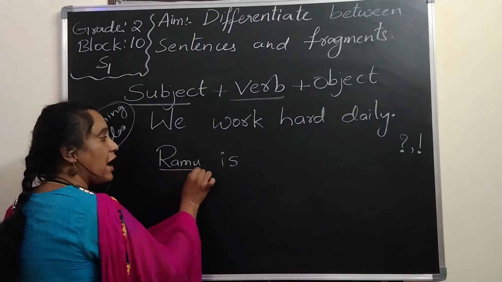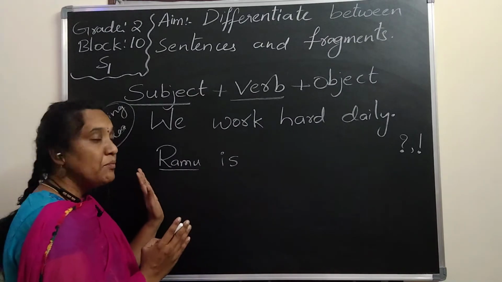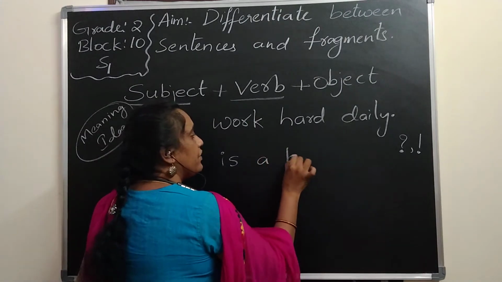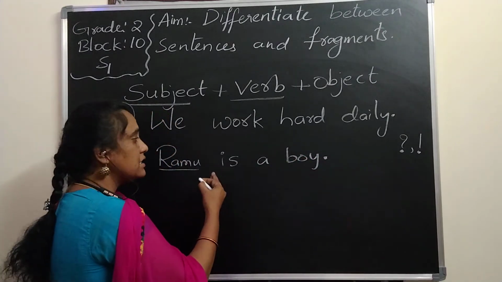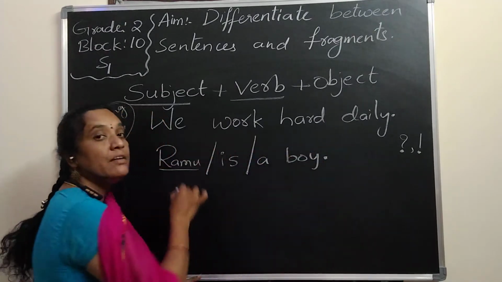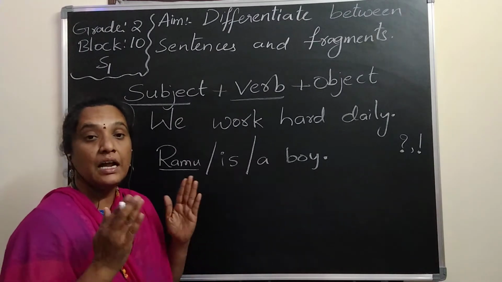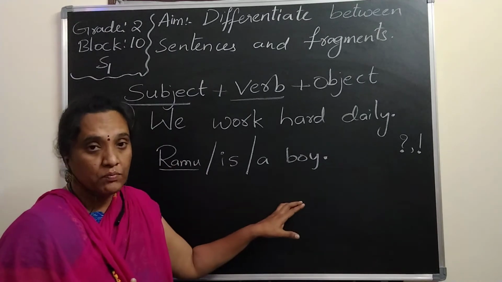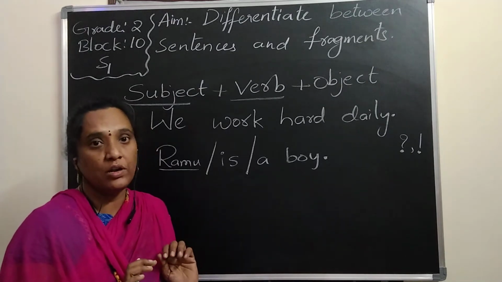So Ramu is a fragment of a sentence, meaning a part of a sentence. Fragments means parts. Ramu is a part, is is a part. If I say a boy, then totally the parts make Ramu is a boy. All the fragments make a meaningful sentence. While writing a sentence, you want to remember that it must contain a subject, a verb, an object, with a meaningful idea. Then we can say it is a sentence. Otherwise we call it a fragment.